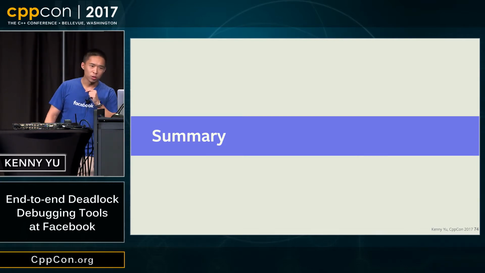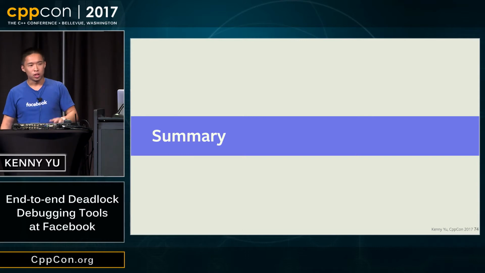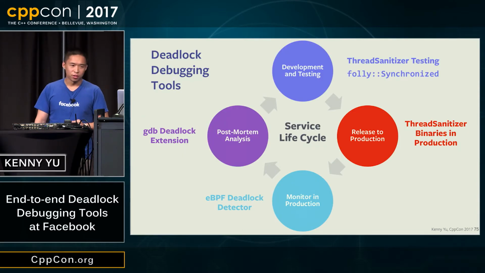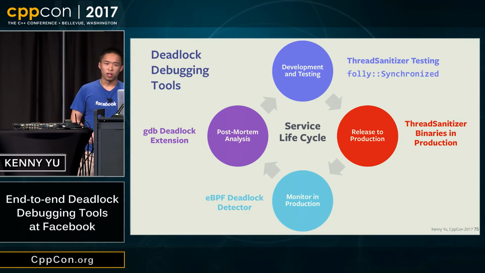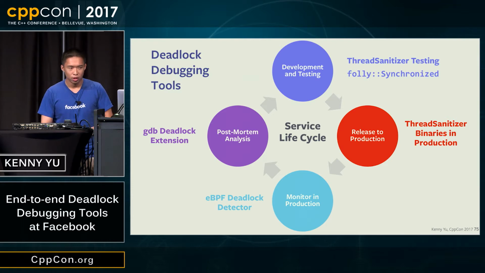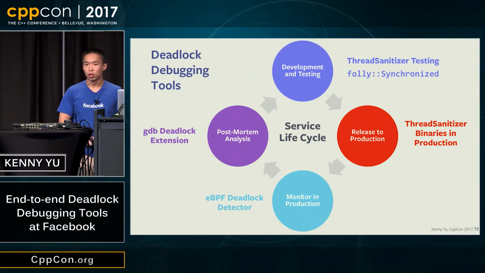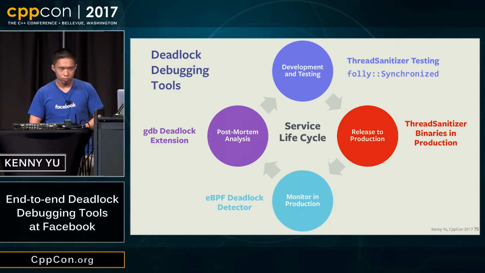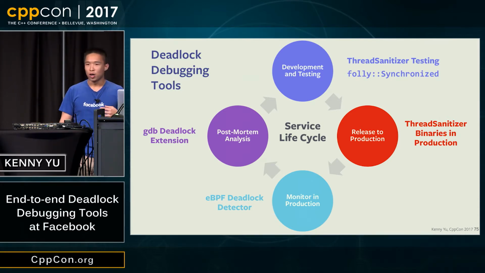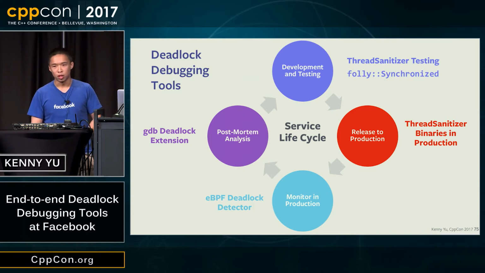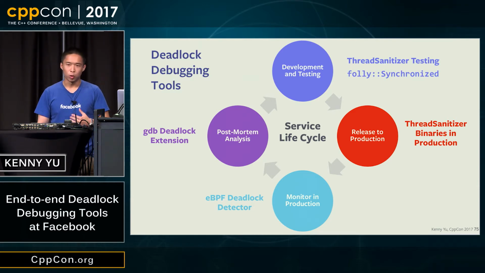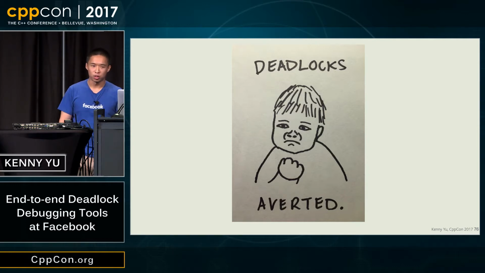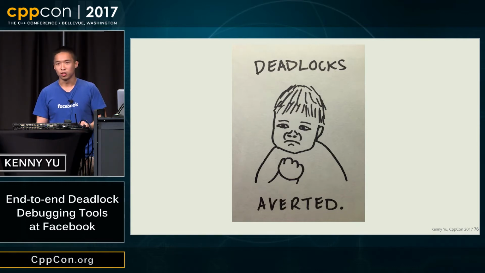Now let's recap. I've just walked you through multiple debugging tools at Facebook and how we use them in each of the phases of the service lifecycle. Here's how they all fit together. For catching deadlocks during development, we can use Folly Synchronized and run our tests with Thread Sanitizer. Thread Sanitizer is more useful as it executes more code, so we run our binaries with TSAN on a subset of production. Once we release our service to all of production, we can still monitor for the presence of potential deadlocks using our BPF tool. And then when our service has actually crashed, we can quickly find a deadlock using our GDB extension. The result of this work is that for many services at Facebook, our tools have helped us catch many existing deadlocks in production and have helped prevent new deadlocks from being introduced.